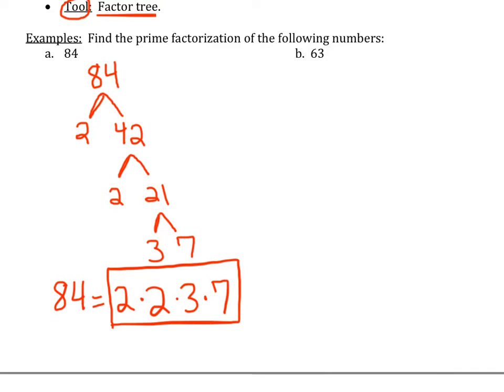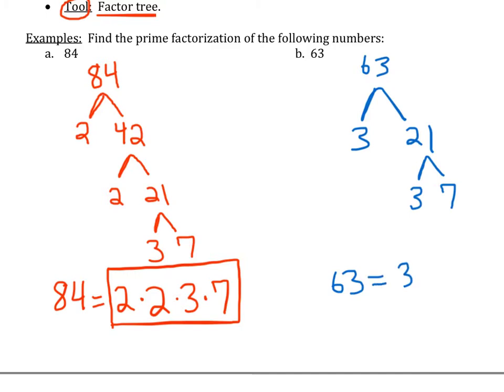Let's look at 63. So I'm going to start my tree. 63 is going to be on the top. 2 doesn't go evenly into it, but I think 3 goes evenly into it, and it does 21 times. 3 is prime, 21 is composite, so I'm going to start that process over again under 21. 3 goes into 21 7 times, and so 63, notice that they're all prime, is going to be 3 times 3 times 7.